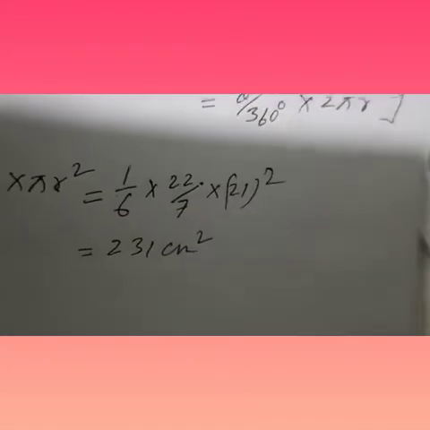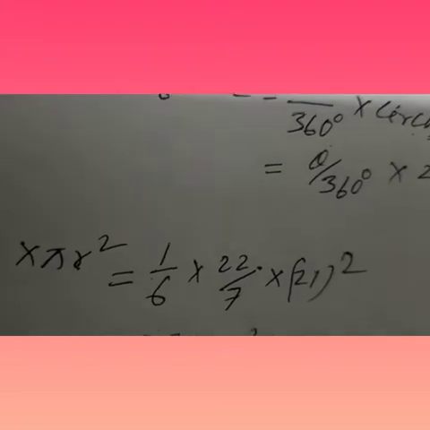So this equal to what? This equal to what? 231 cm square. Okay.